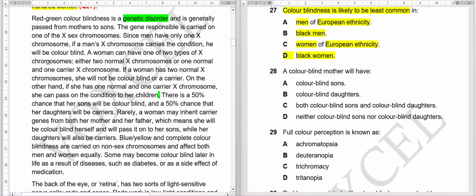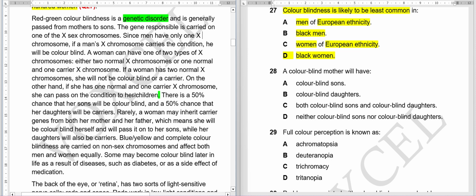The gene is responsible because males have only one X chromosome, they have two chromosomes, X and Y, but only one X. But women have two X chromosomes, X and X. So if you know something about bio, you will be aware of that. I hope I'm not telling you wrong. If I am, I'm sorry about that. Bio is not my strongest pursuit. So even if one chromosome is a carrier, she will not be affected. If both are normal, she will not be affected and will not be a carrier. But if one is affected, she will be the carrier, and she will pass on that condition to her children.